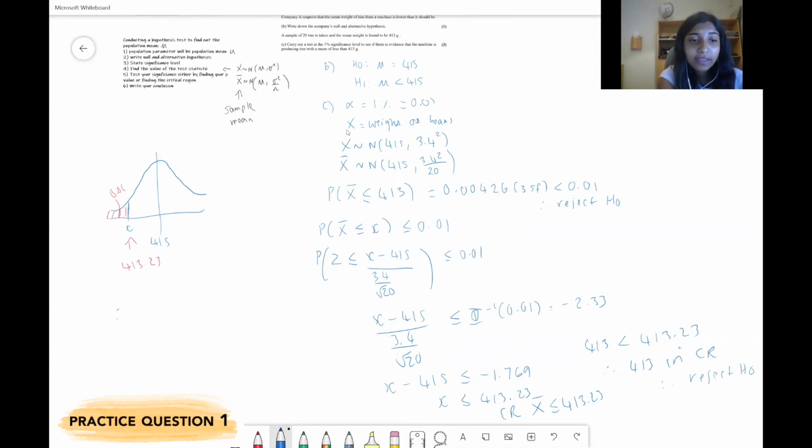Your last step is to write your conclusion. So you say, therefore, there's sufficient evidence to suggest the mean weight is less.